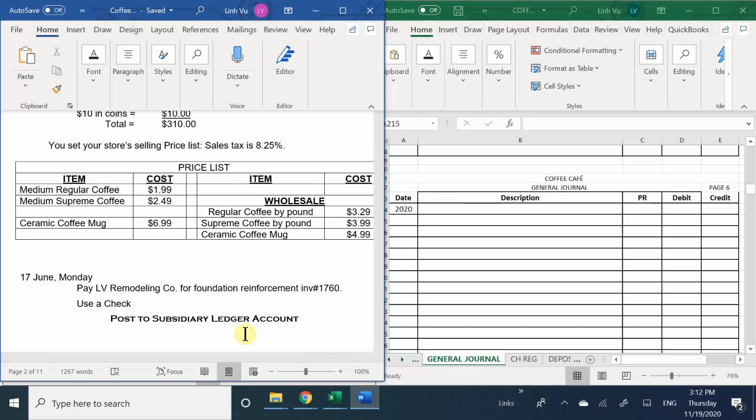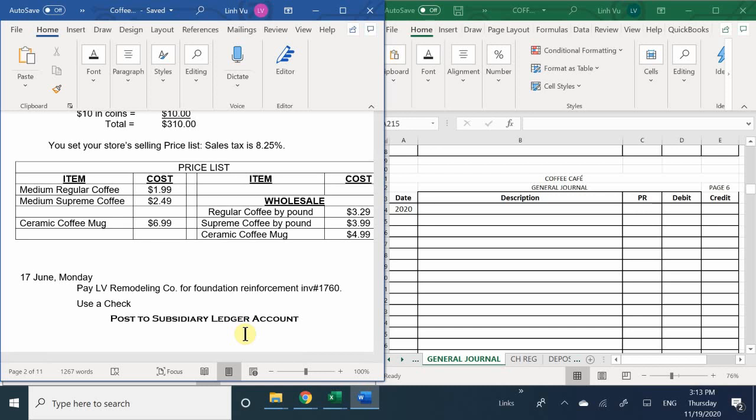So for every medium regular coffee is going to be $1.99, and every medium supreme coffee is going to be $2.49. And every ceramic coffee mug I sell to the public is going to be $6.99. Now, fret not. I've done the calculation for you. All you need to do is know what accounts to record the amounts. Okay? So, with that being said, what has happened next?